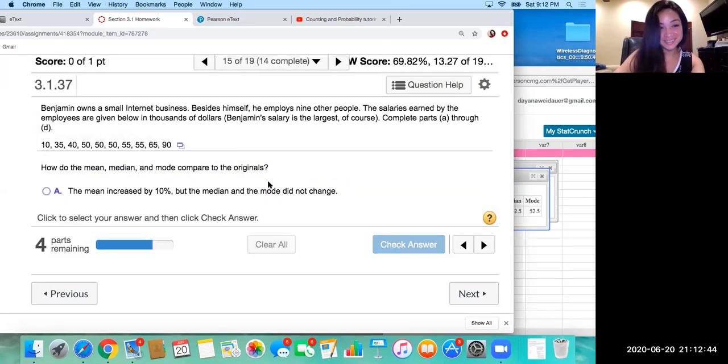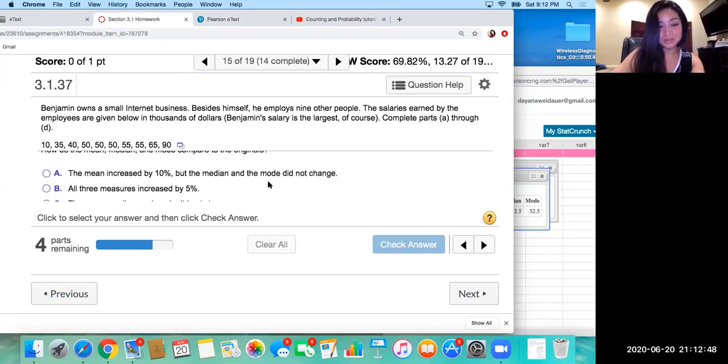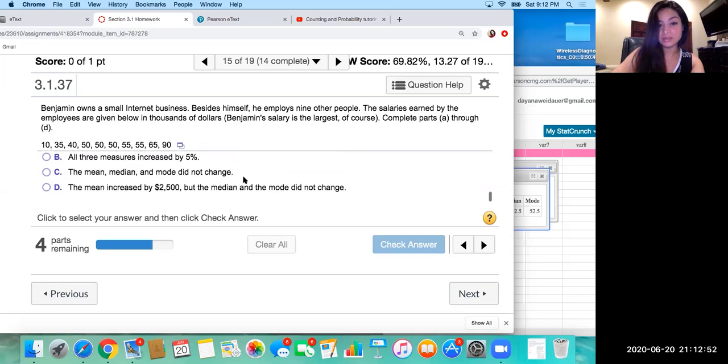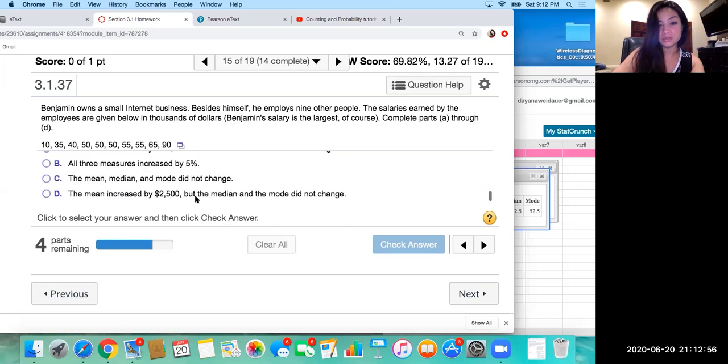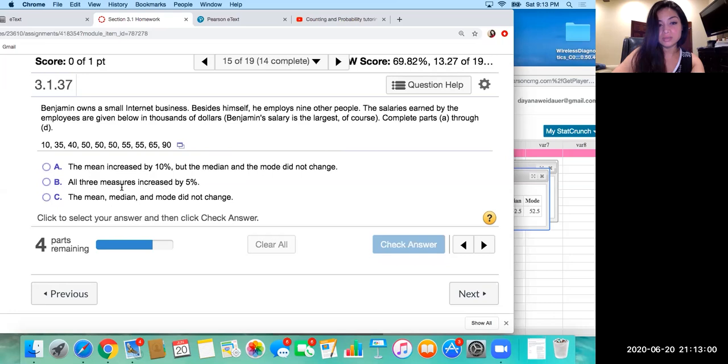Fantastic. How do the mean, median, and mode compare to the original? The mean increased. The three measures increased by 5%. Wait, the mean increased by 2,500, but the median and the mode did not. No, the mode did not. No, all three measures increased by 5%. Yeah. Correct?